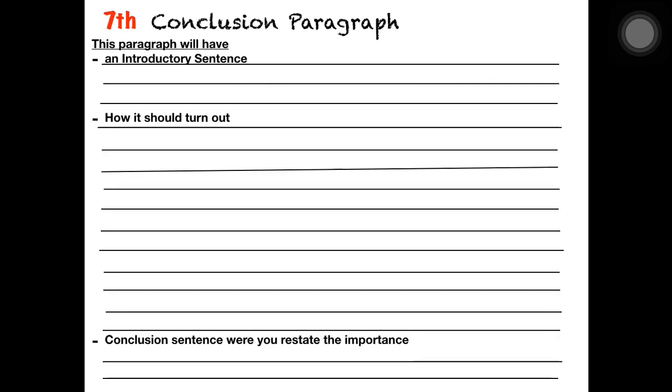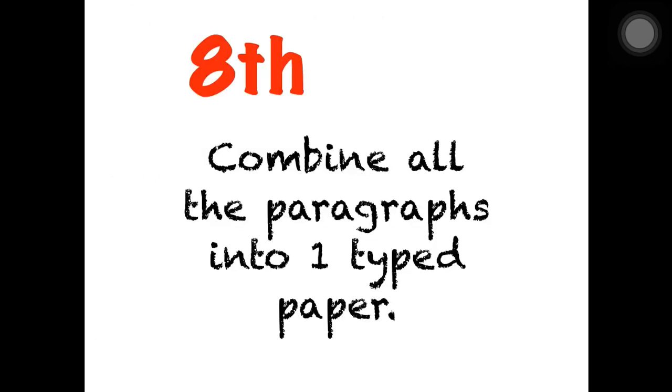For your 7th paragraph, this one is probably going to be much shorter than the 6th step, not paragraph, the 6th step. So your conclusion paragraph will probably be much shorter than your step-by-step paragraph. This paragraph will have an introductory sentence, maybe a sentence or two on how it should turn out, and then a conclusion sentence where you restate the importance. And finally, you'll type and turn in a typed copy of all the paragraphs and all the steps combined.